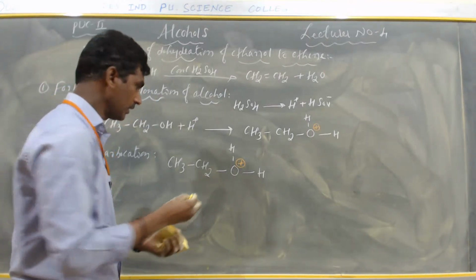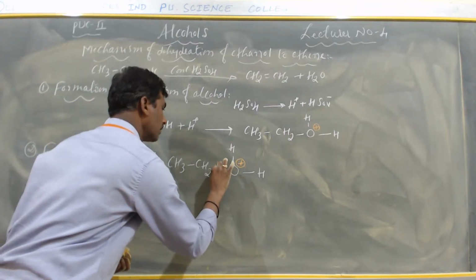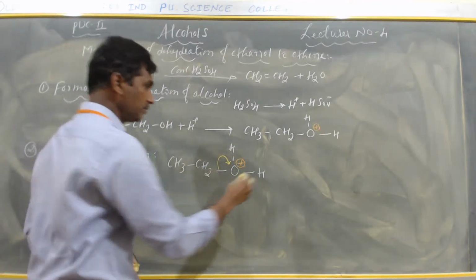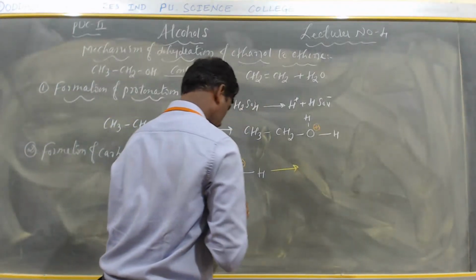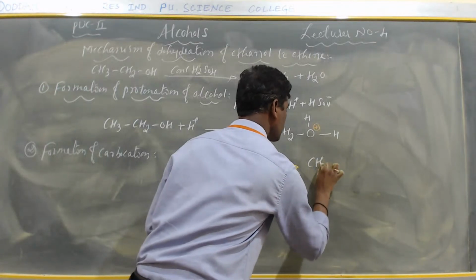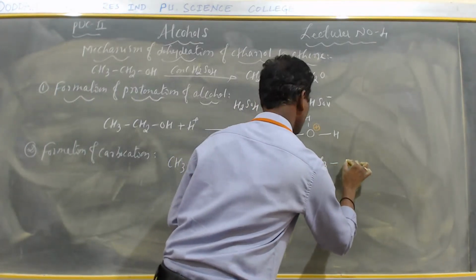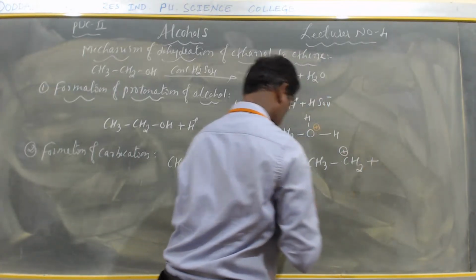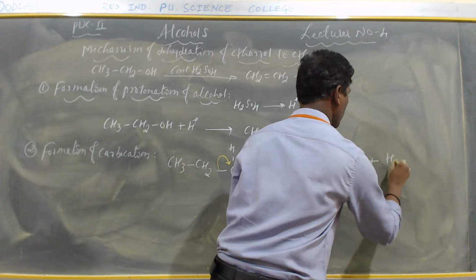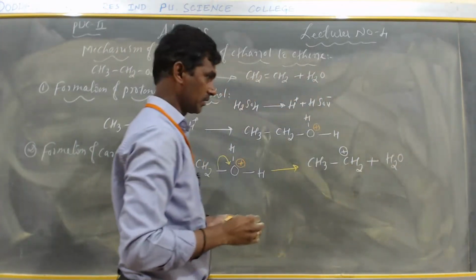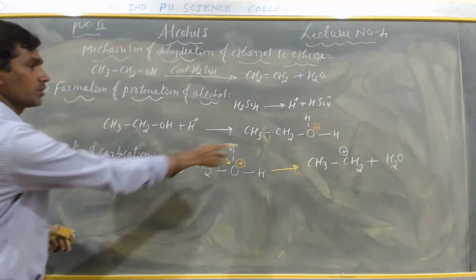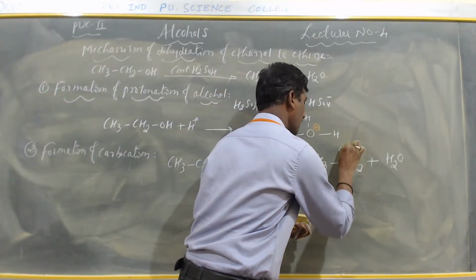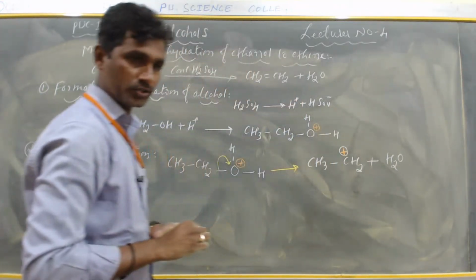Now I can show here, these bonded electrons are shifted towards O. When they are shifted towards O, it forms CH3CH2+ plus water. This is the formation of carbocation, or I can write, this is a carbocation. What is a carbocation? Carbon having a positive charge.